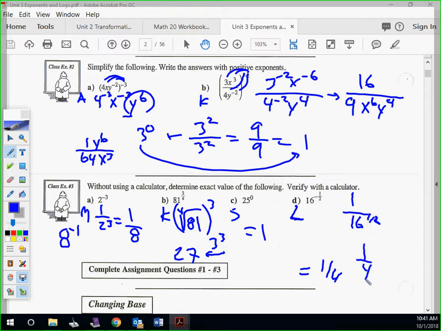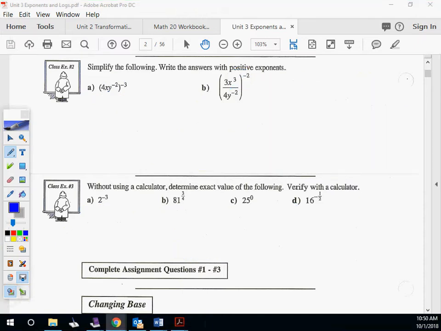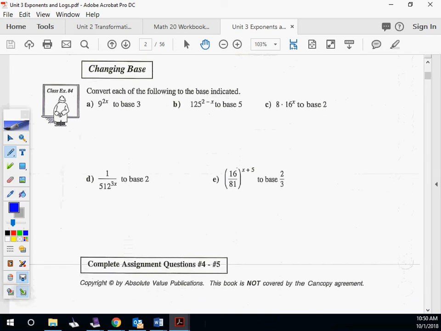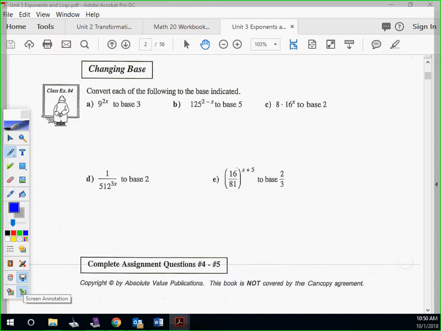Okay, perfect. All right, we're going to change base, and then we're going to move on to lesson 2 in a second. You guys are doing good today. Not bad for a Monday. Okay, so convert each of the following to base indicated.